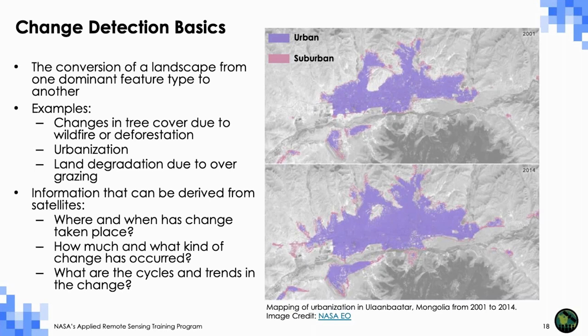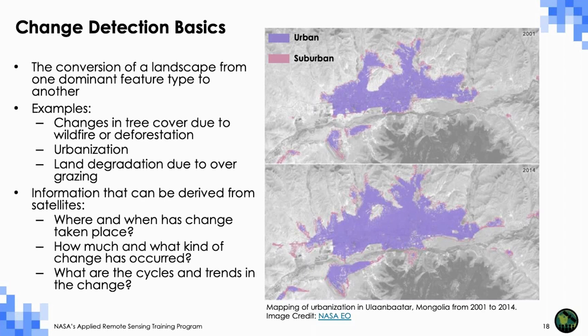So now let's transition to our overview of change detection. Change in satellite imagery generally refers to the conversion of the landscape from one dominant feature type to another. And examples of that include similar disturbance factors that we covered earlier, things like changes in tree cover due to abrupt changes like wildfires or land clearing, urbanization and land degradation due to overgrazing.